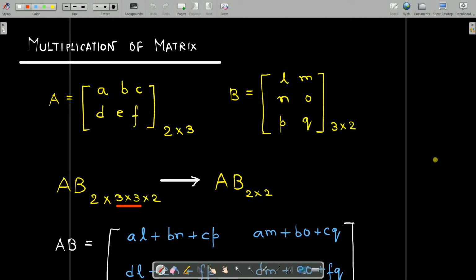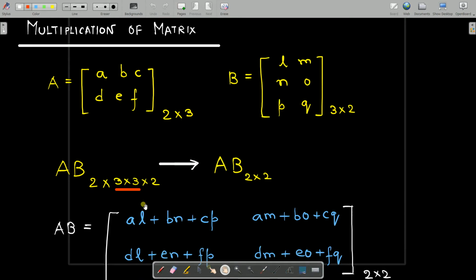Matrix multiplication of matrices is a very important thing. We have two matrices A and B. The elements of A are a, b, c, d, e, f, and the elements of B are l, m, n, o, p, q. The order of matrix A is 2 cross 3, and the order of matrix B is 3 cross 2. So if you want to multiply, this is very important.